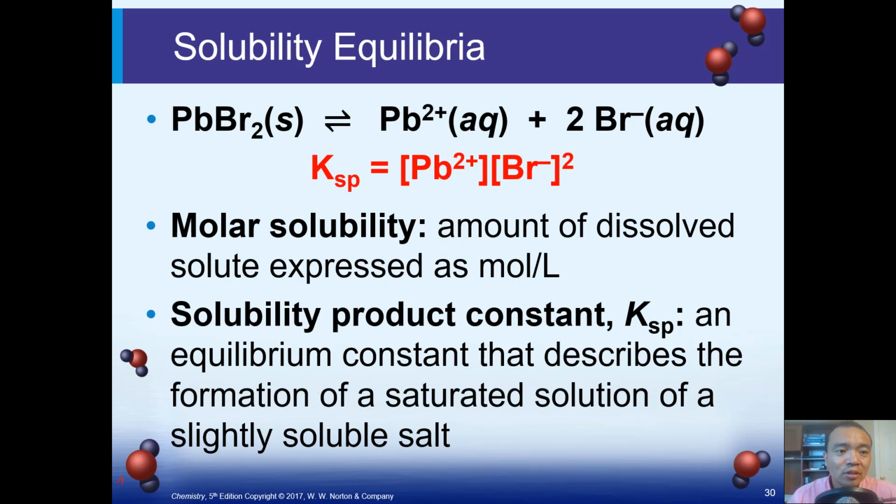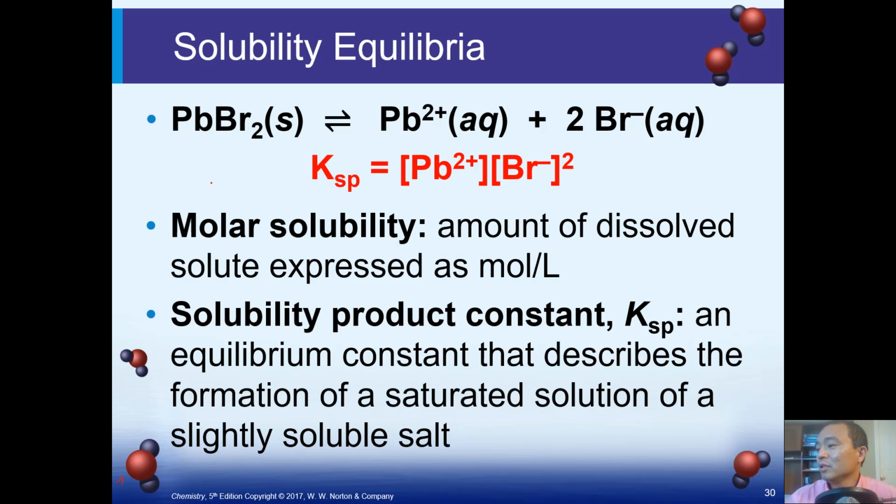Let's talk about solubility equilibria. Previously in chapter 14 and chapter 15, we discussed the chemical equilibrium for different chemical reactions, and in chapter 15 the equilibrium for pure acids and bases. Now let's talk about a different type of chemical equilibrium, which involves insoluble salts.